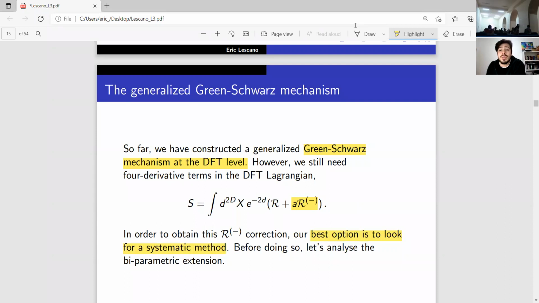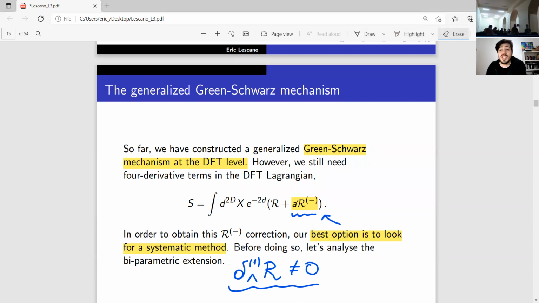The reason why we need extra terms over here is that this Green-Schwarz mechanism at the DFT level transforms the zero order action. This is different to zero. We have first order contributions coming from here. So we need this piece in the Lagrangian in order to compensate the new terms. This action, without this term, is not invariant when we consider the generalized Green-Schwarz mechanism.